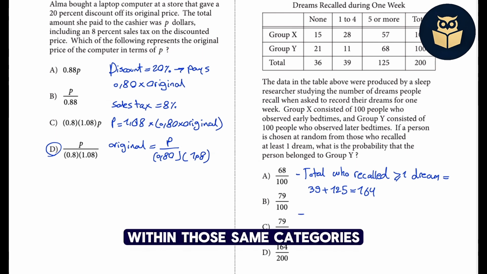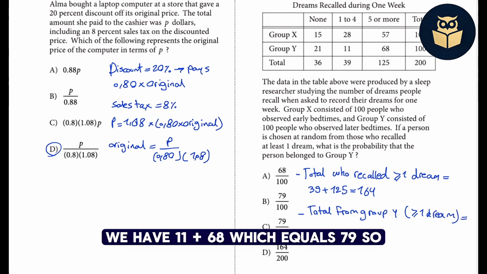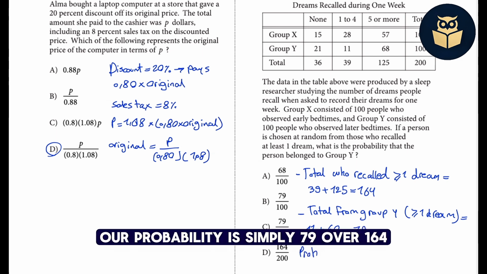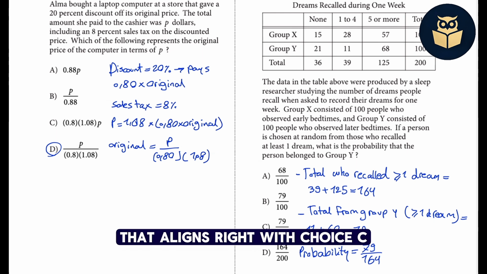Now, within those same categories, how many belong to group Y? We have 11 plus 68, which equals 79. So our probability is simply 79 over 164. That aligns right with choice C.